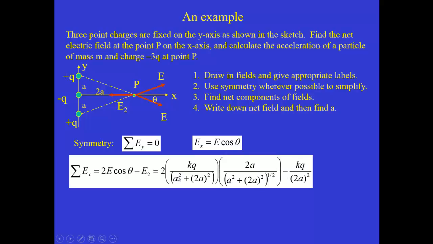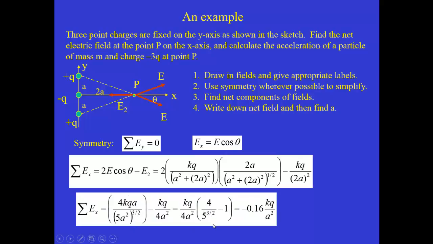And then subtract off E2. E2 is easy to write down because it's just kq over the distance squared, which is 2a quantity squared. And so you'll notice that in the two terms multiplied together here, the quantity in the denominator is the same, except in one case it's to the 1 power, in the other case it's to the 1/2 power. So multiplying those two together gives us that quantity to the 3/2 power. And when we simplify that, we end up with the denominator having 5a squared to the 3/2 power. And then the numerator, of course, we just have 2 times kqa that sits up there, minus the kq over 4a squared that comes from E2, and then simplifying that gives us a result that has a numerical factor out in front and then kq over a squared.